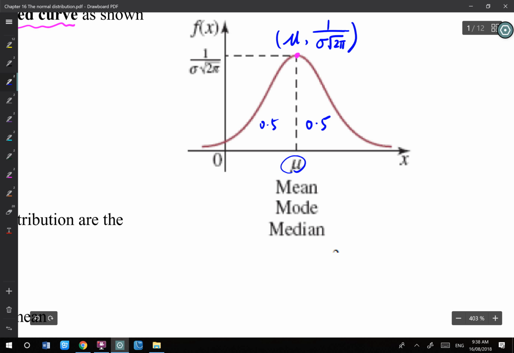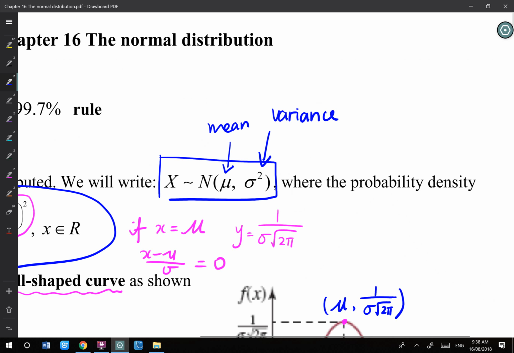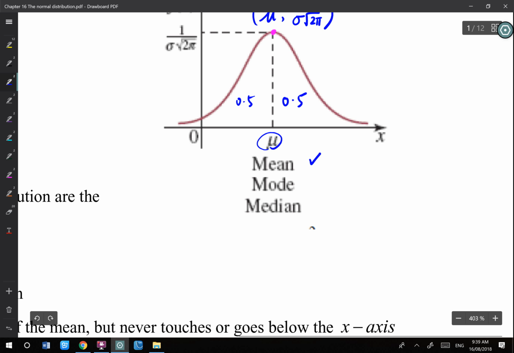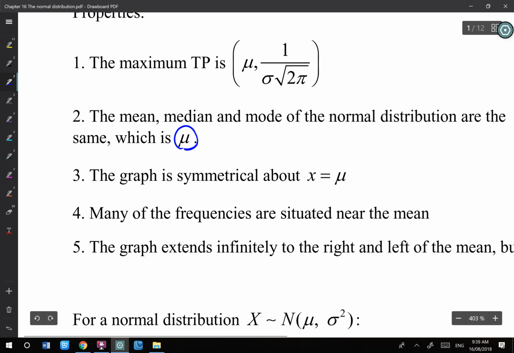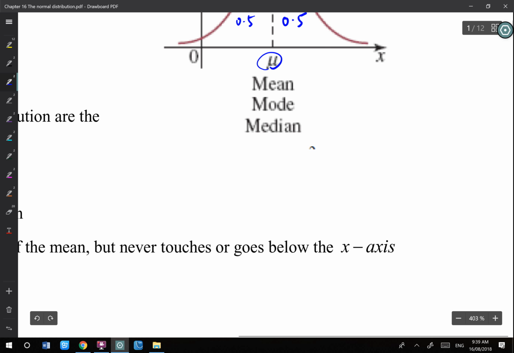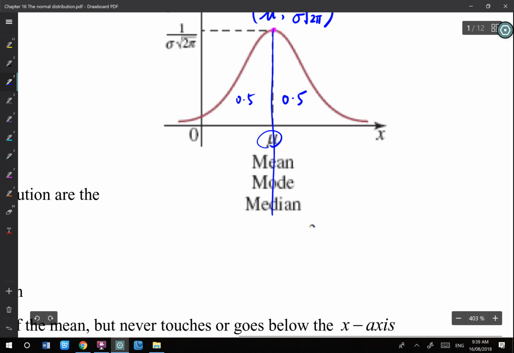We know mu is the mean because we said x is normally distributed with mu as the mean and sigma as the standard deviation. So we know already that's the mean, we can see that's the mode, and we can see that's the median as well. So on the normal distribution, the mean, median, and mode are the same, and it is mu. And the graph is symmetrical about x equals mu. That's true, it's symmetrical about that line.